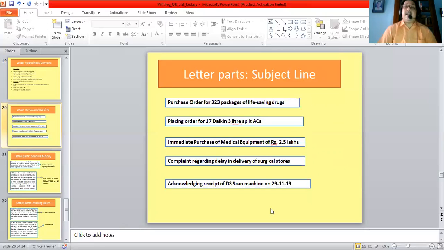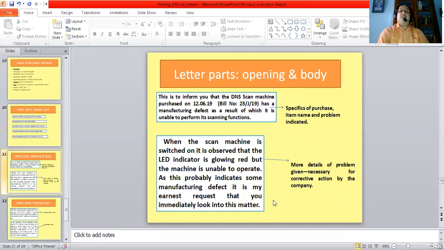So there are different kinds of subjects, as we can see, stipulating the orders which are placed or giving purchase orders, also complaints regarding defective equipment that has been received, and so on. Now here we take a look at an example.